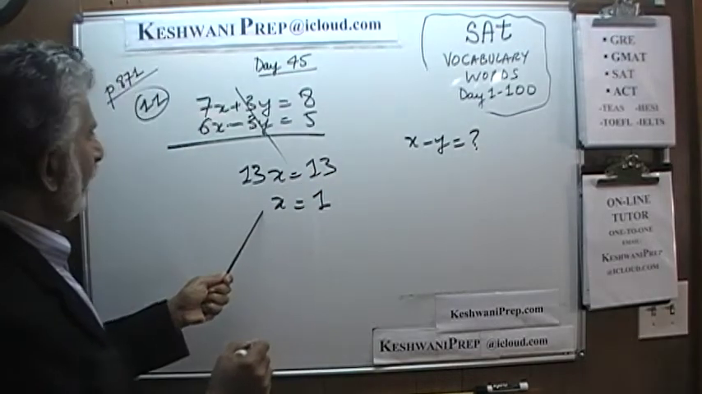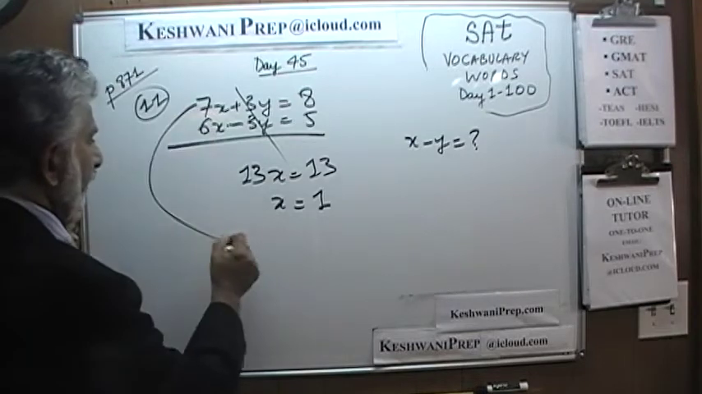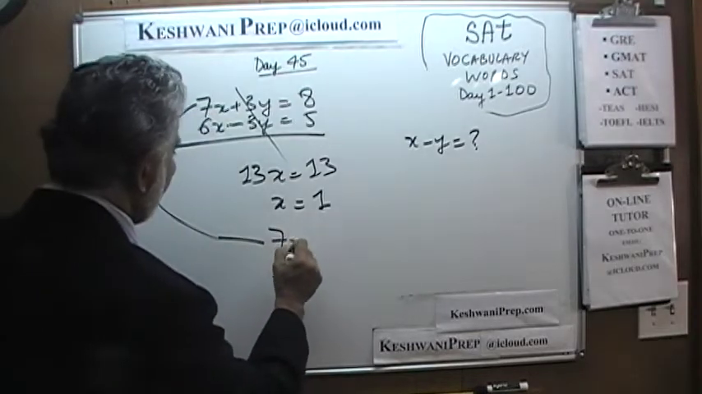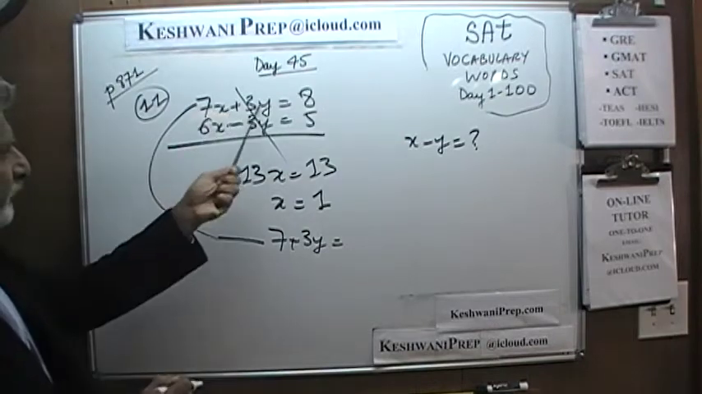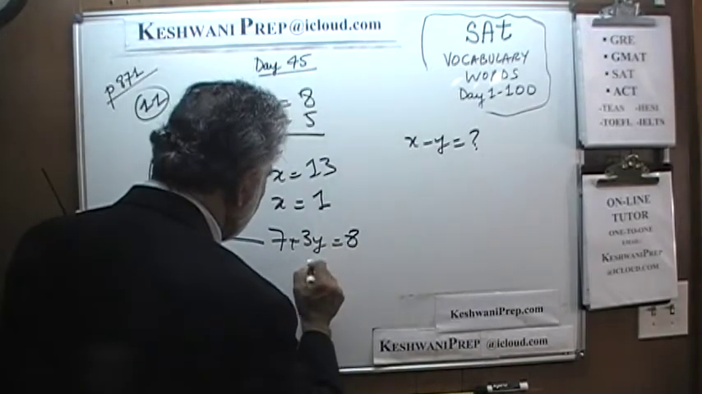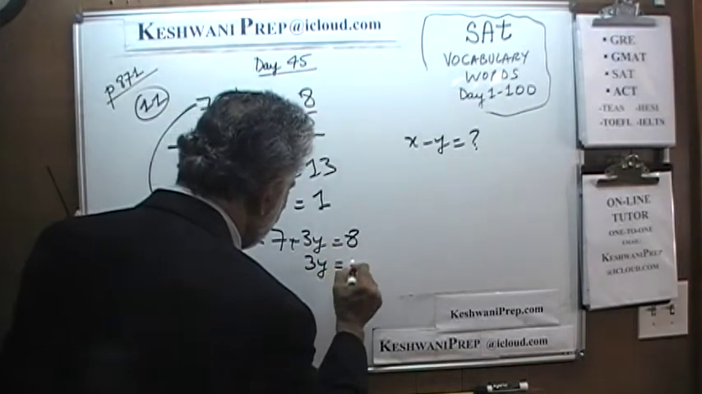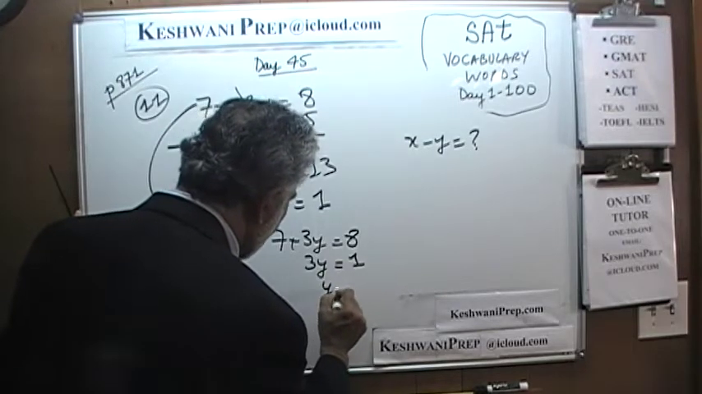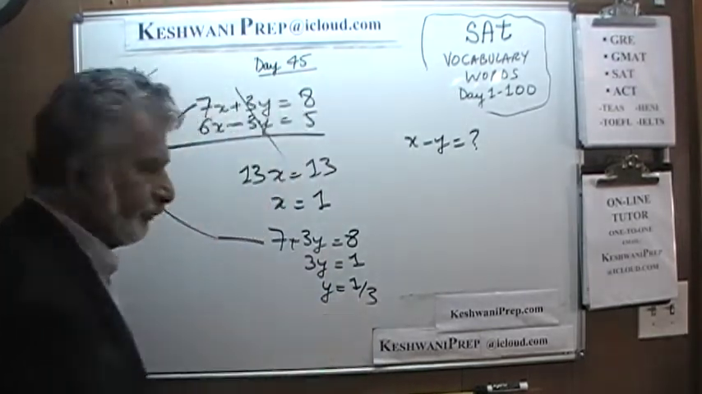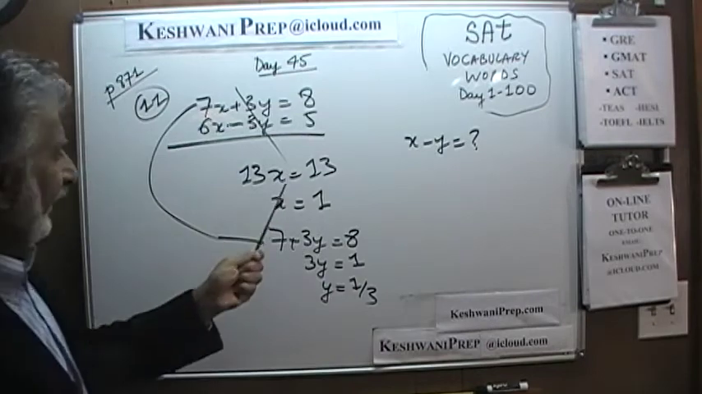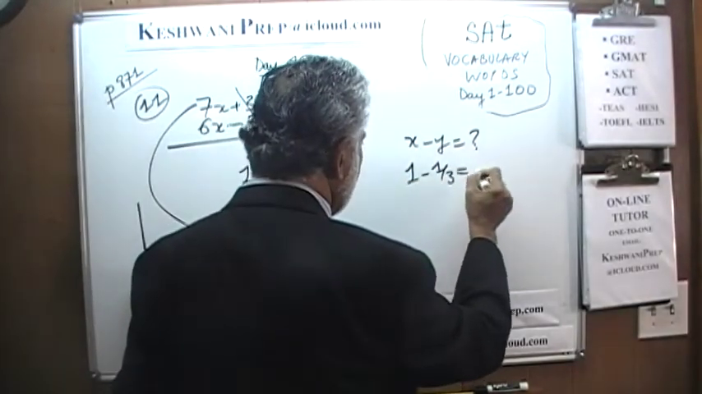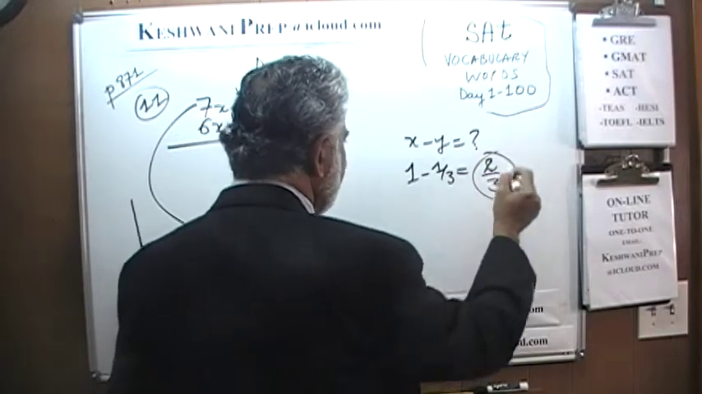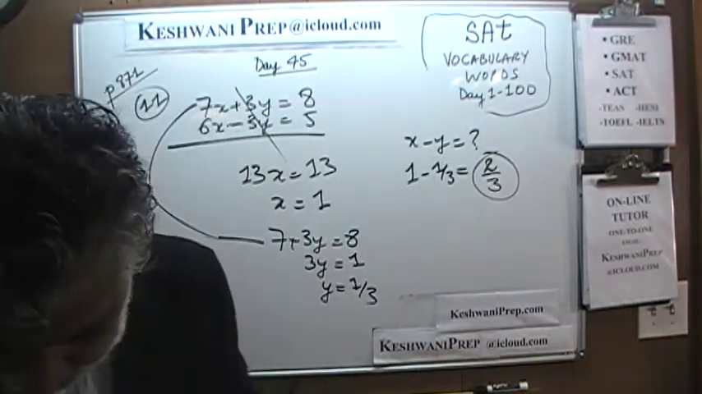If x is equal to 1, how much is y? Let's put it in this equation here. If x is equal to 1, we get 7 plus 3y equals 8, which means 3y is equal to 1, which means y simply equals 1 third. Y is 1 third, x is 1, so it's simply 1 minus a third. 1 minus a third is 2 thirds. And that is answer B.